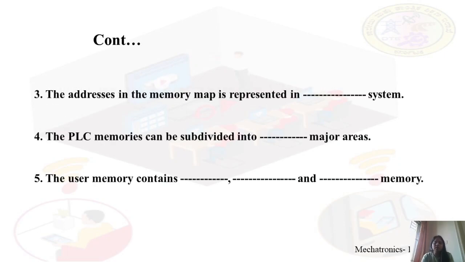Next, the address in the memory map is represented in dash system. I have told you the addresses of the bits, and also the addresses 120 to 127, 110 to 117. It is represented in octal system. The PLC memories can be subdivided into dash major areas. In all the PLCs, the memory is divided into 5 major areas. The user memory contains dash, dash and dash memory, that is RAM, EEPROM and EEPROM.